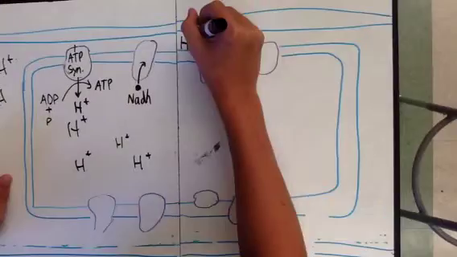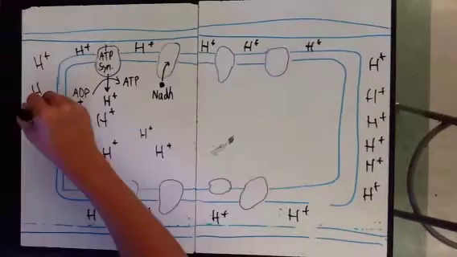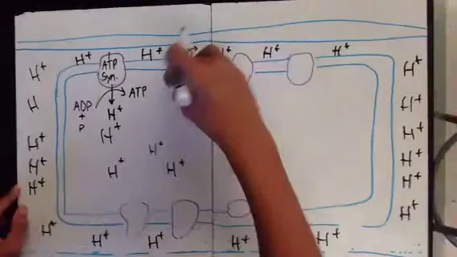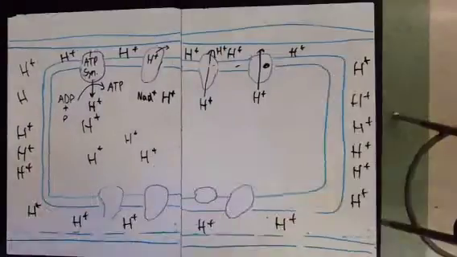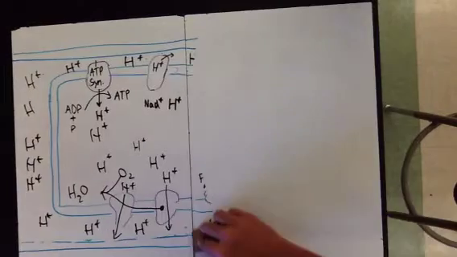And then on the top side, you have NADH, which has been produced by the citric acid cycle, which is going to power the ion channels, which is going to allow for these hydrogen ions to go outside into the intermembrane space. This is going to be really important for chemiosmosis, which we're about to show you right now.